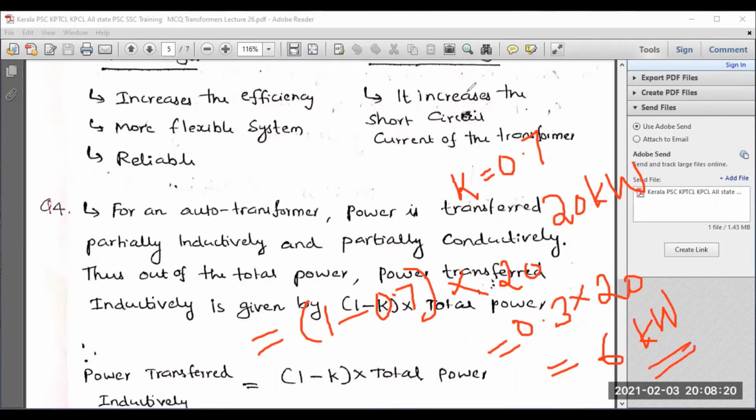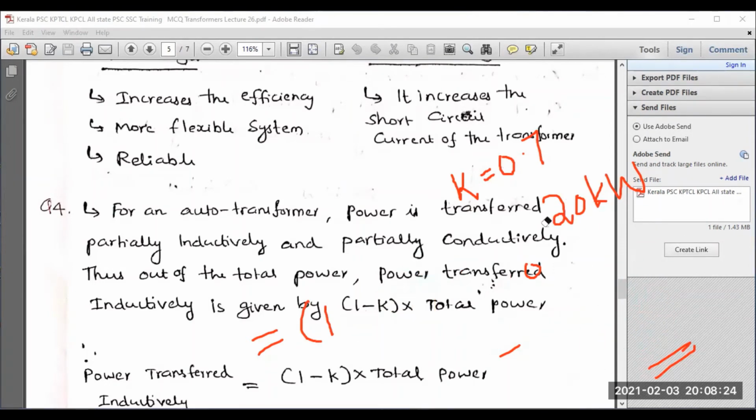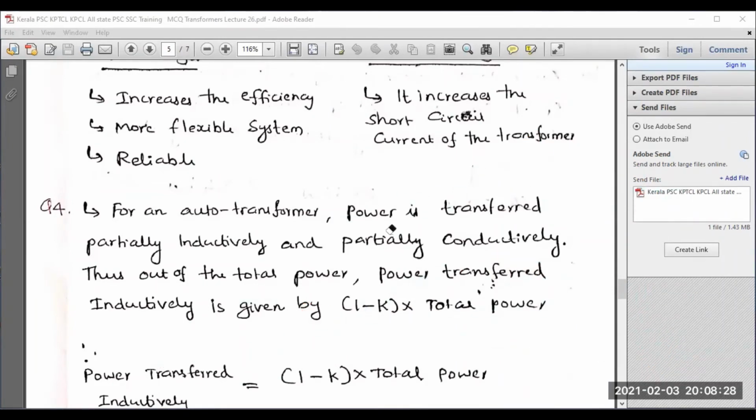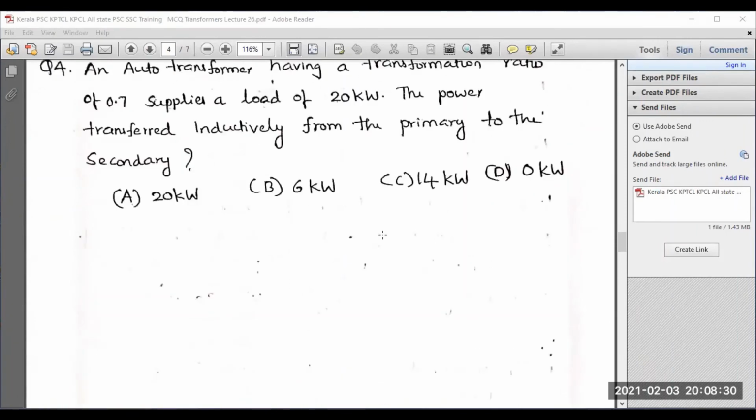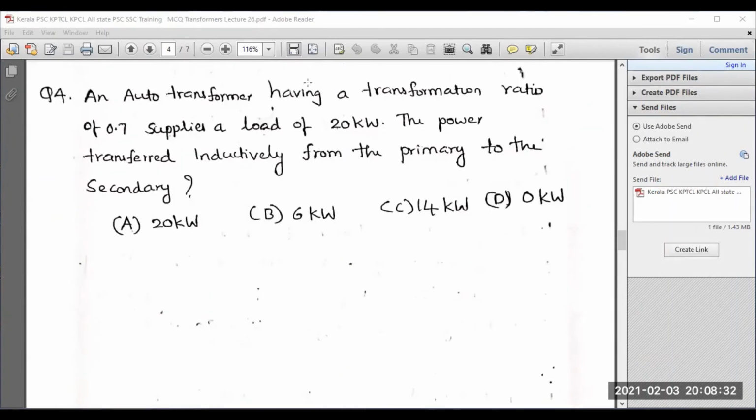Hope you have got the answer. Similar kind of questions can be expected. Answer is 6 kilowatts. Let me find out the option. 6 kilowatts is the right answer. So which one should I choose? I definitely have to go for 6 kilowatts. Option B is the right answer. Hope you got my point.